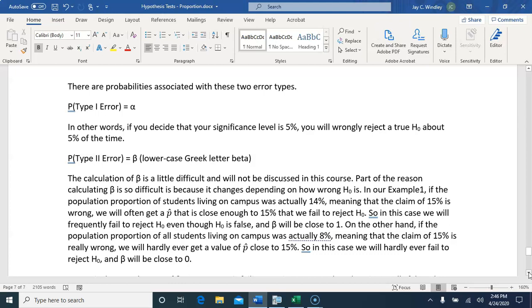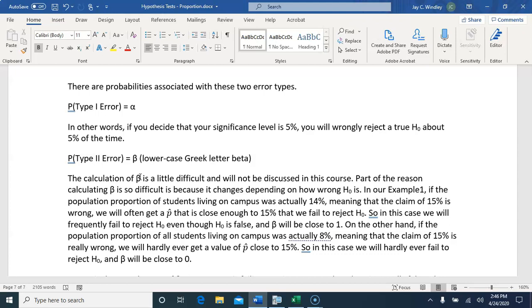The probability of a type 2 error is called beta, and I'm only including this just for completeness. We don't actually talk about how to calculate beta in this class, but just so that you know, one error type is referred to as alpha and the other one is referred to as beta. The reason why it's difficult to calculate beta is because beta depends on how far wrong the null hypothesis is.